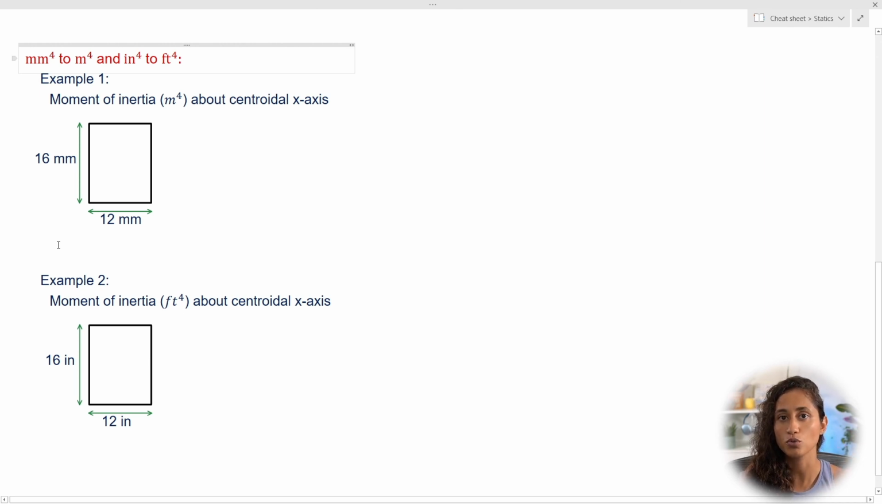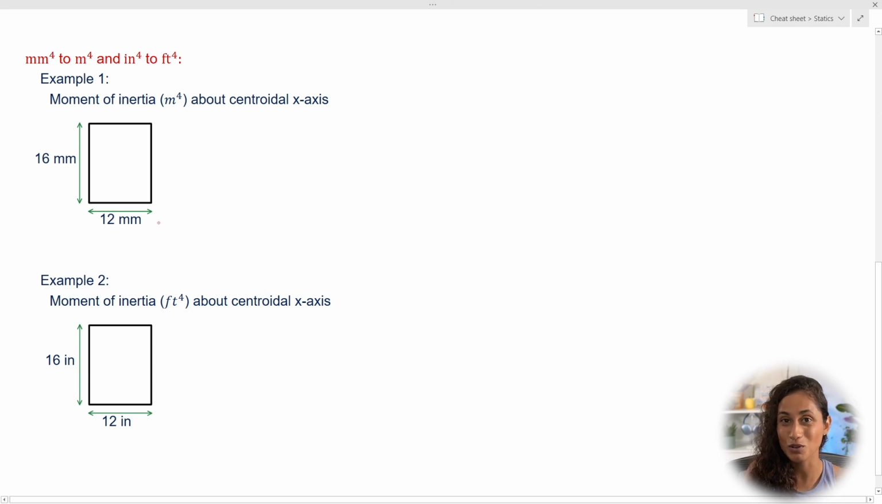So here what we're going to do is find the moment of inertia in meters to the power 4 about the centroid or x-axis. And note here how the dimensions were given to us in terms of meters or millimeters. So what we're going to need to do is find the moment of inertia, and it's going to be in millimeters to the power 4, and then we're going to have to convert millimeters to the power 4 to meters to the power 4.